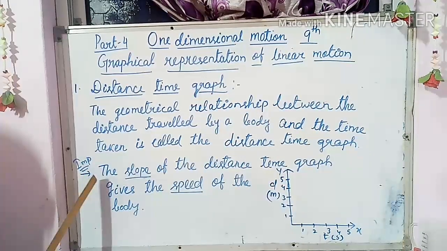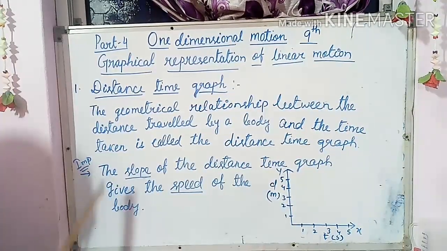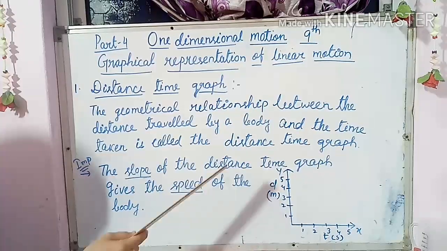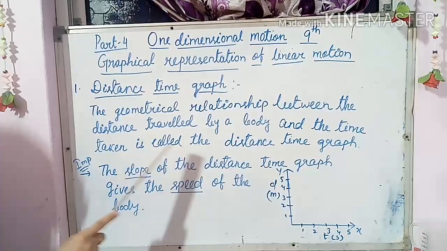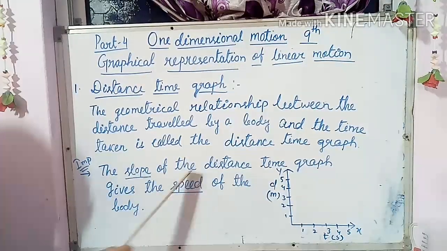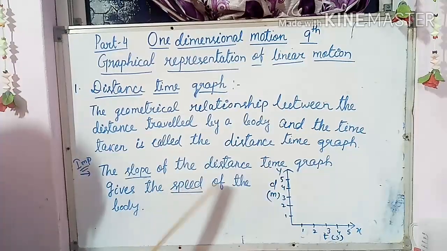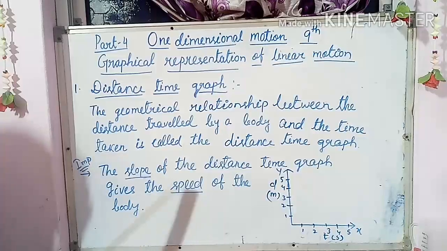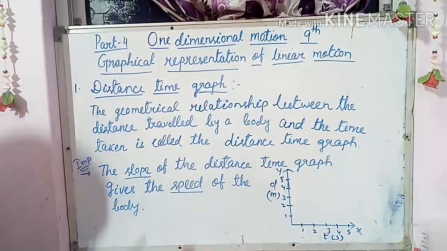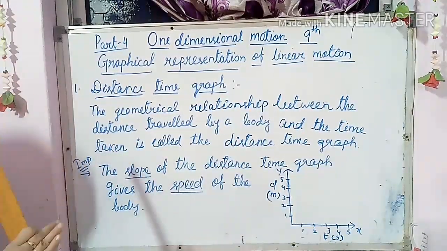Very important big question from your exam point of view, that will be asked. Whenever you are doing a distance time graph, what does the slope represent? The slope of the distance time graph gives the speed of the body. Means if you want to show the speed of a body, then whatever shape comes, the slope of that shape is known as your speed. Different types of slope will come. Maybe a straight line, a horizontal line, different shapes will come.